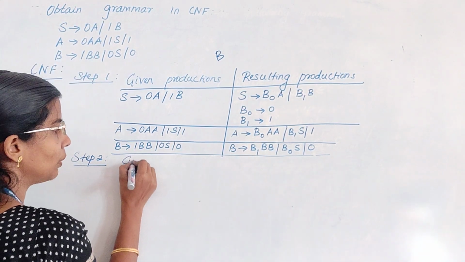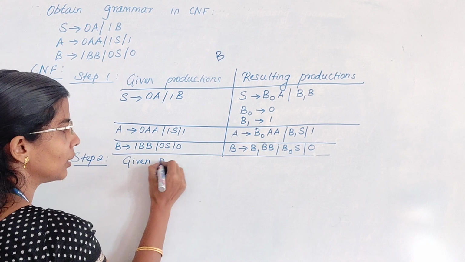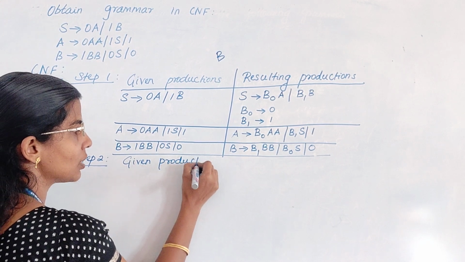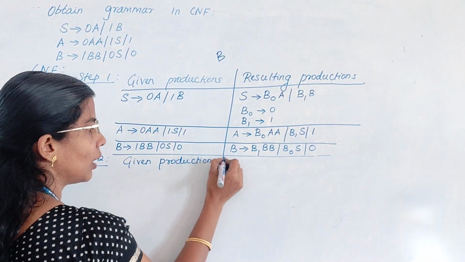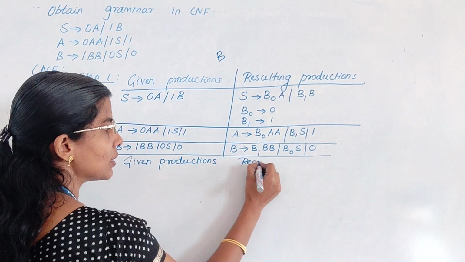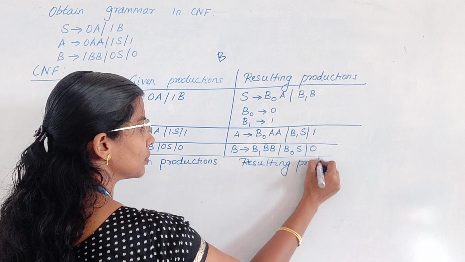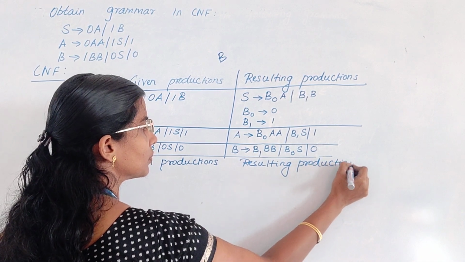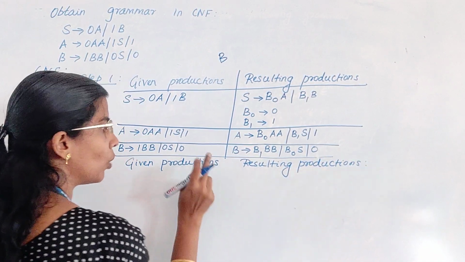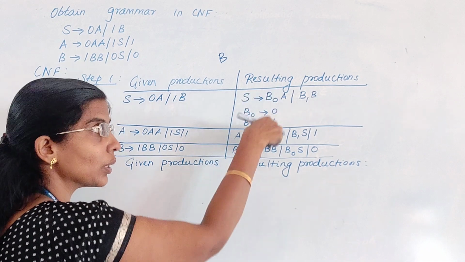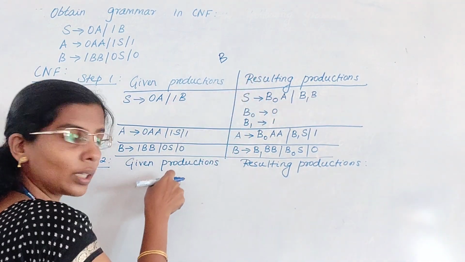Right? So given productions again here, given productions and resulting productions. What is your given production now? This one. This resulting production is your given production now.